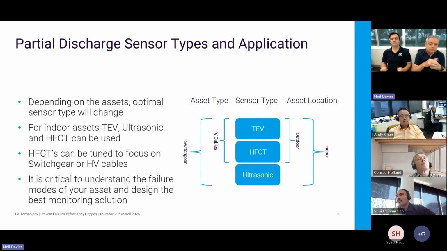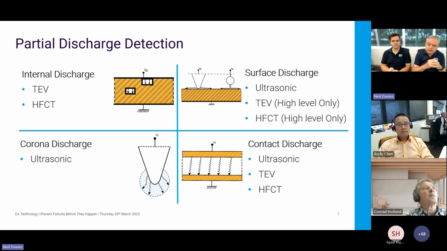Okay, so where are they used and what defects do they apply to? Ultrasonic is not going to find internal discharge, because you need a line of sight, an air path to it. So for internal discharge, it's transient earth voltage and HFCT. We can use the HFCT to look up at the switchgear and the termination area, as well as looking down the cable, depending on the frequency and filtering that we put on it.